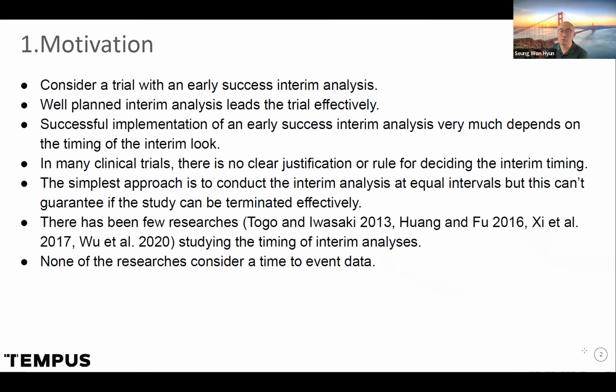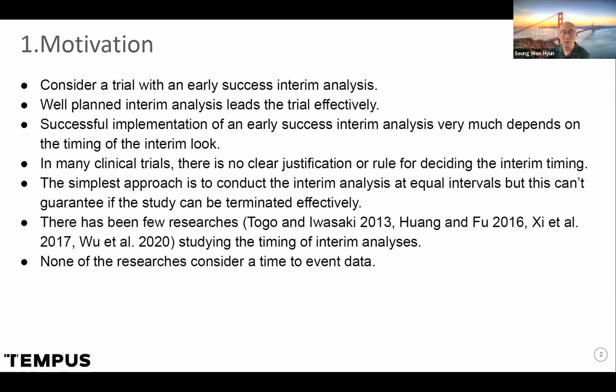In adaptive clinical trials, an interim analysis is often conducted to terminate a trial for early success or futility. In this research, we'll focus on a trial with one interim analysis for early success. A well-planned interim analysis can stop a trial for early success and potentially make a treatment available sooner to patients, providing shorter time to market for manufacturers. So a well-planned interim analysis can lead the trial very effectively.